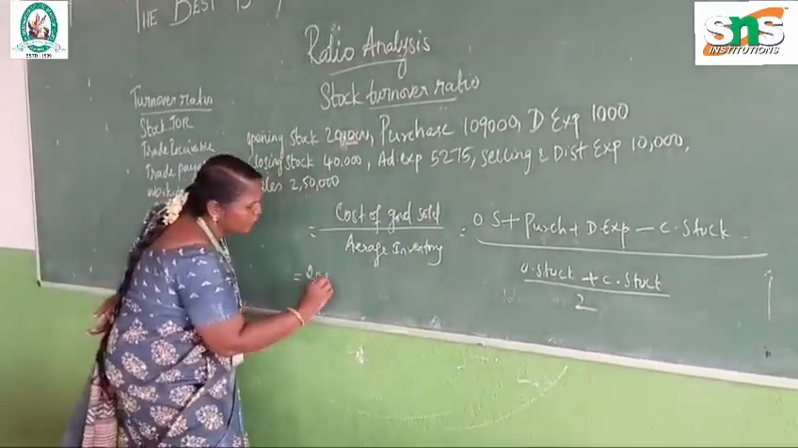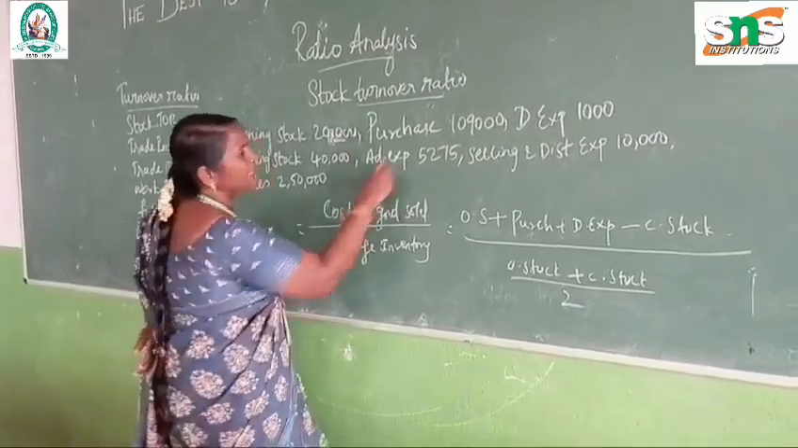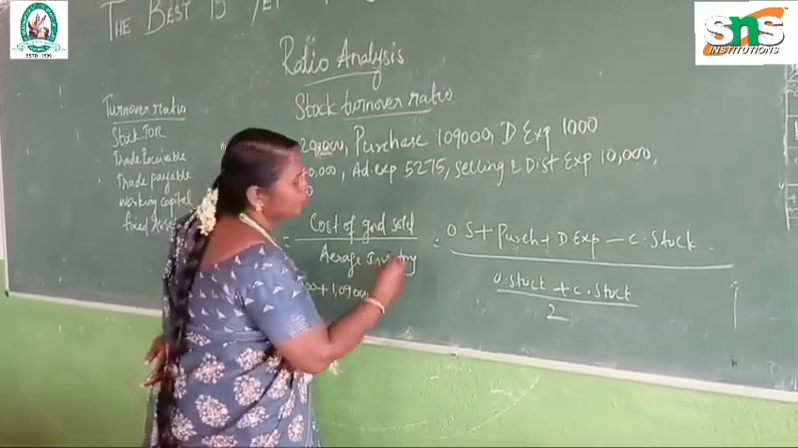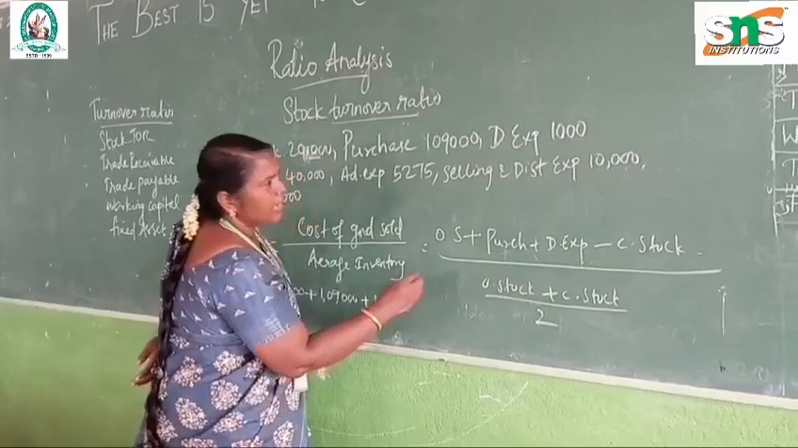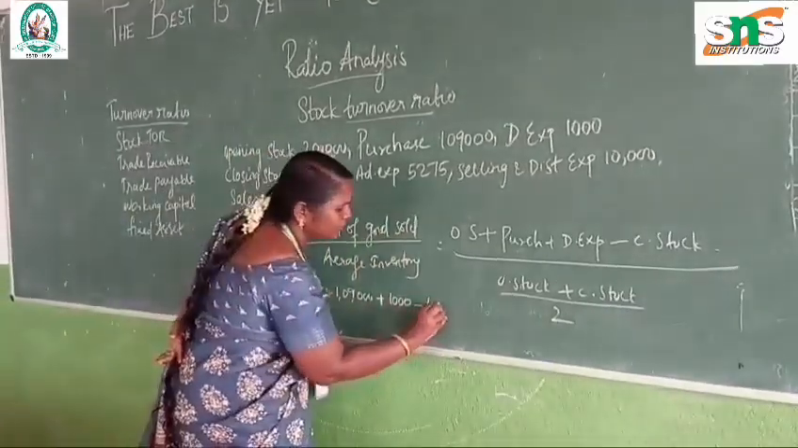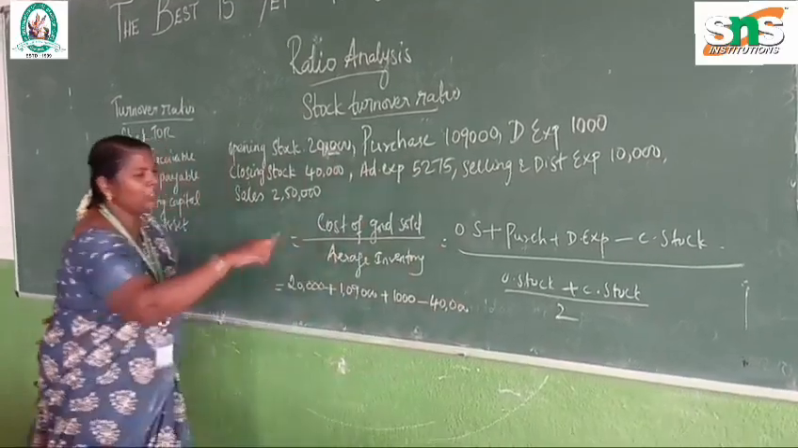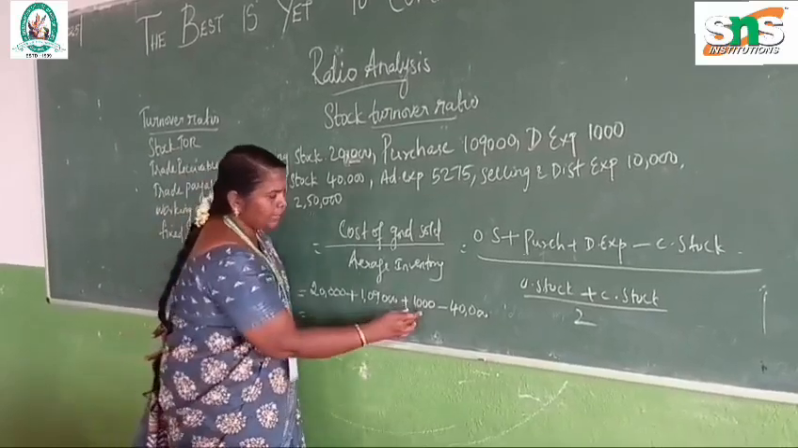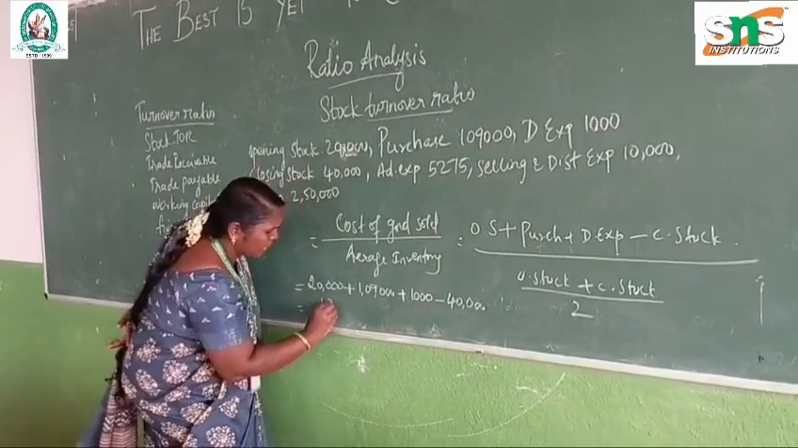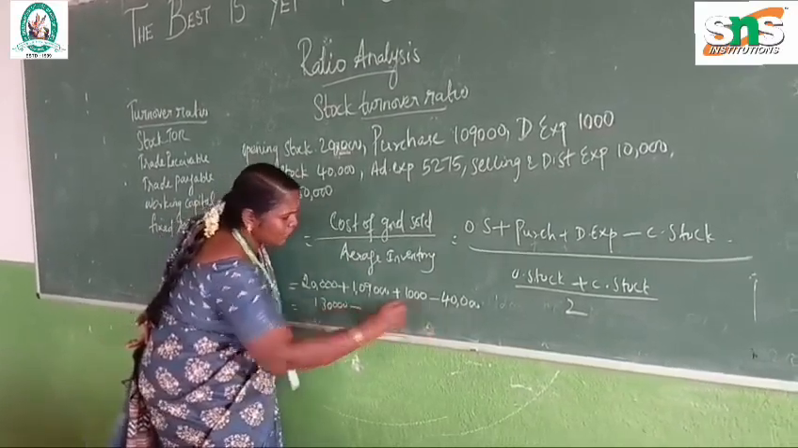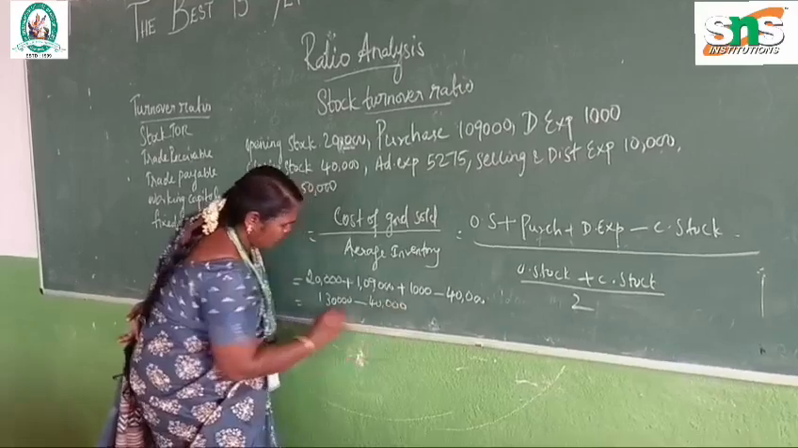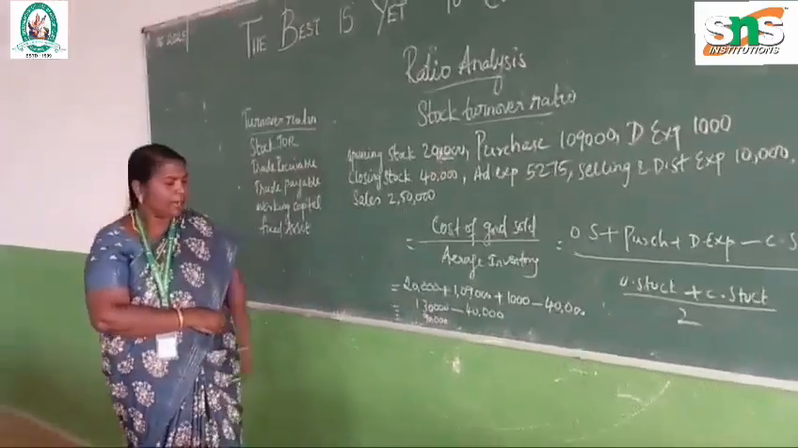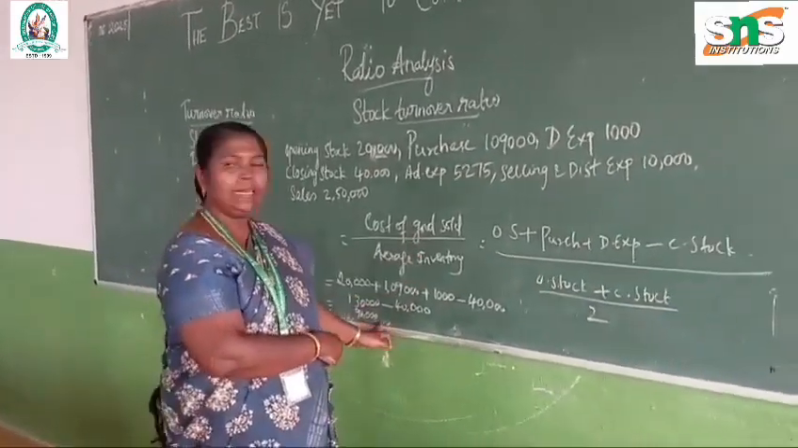The opening stock is 20,000, the purchase is 1,09,000, the direct expenses is 1,000 and the closing stock is 40,000. First we will complete the cost of goods sold. 20,000 plus 1,09,000 is 1,29,000. Direct expenses is 1,000, so 1,30,000. 1,30,000 minus closing stock 40,000 is 90,000. So the cost of goods sold is 90,000.